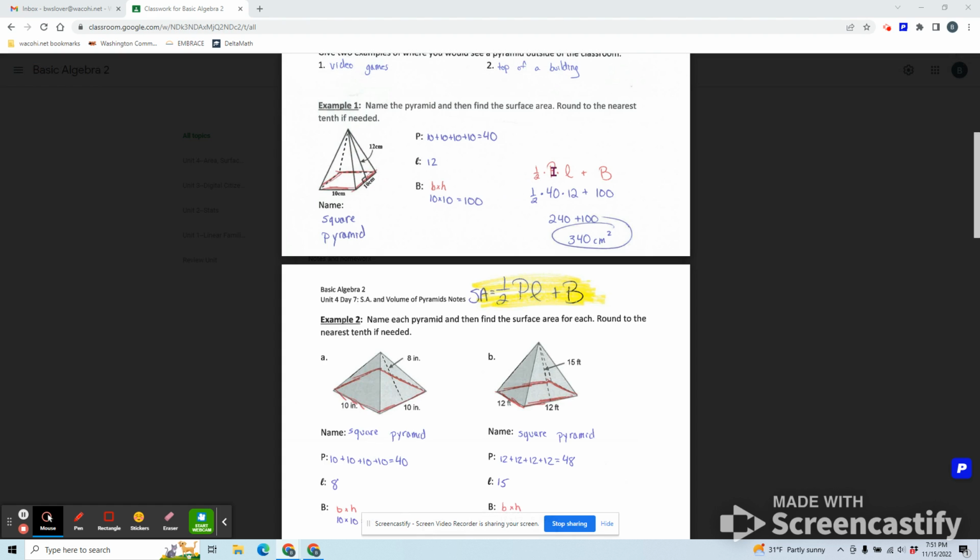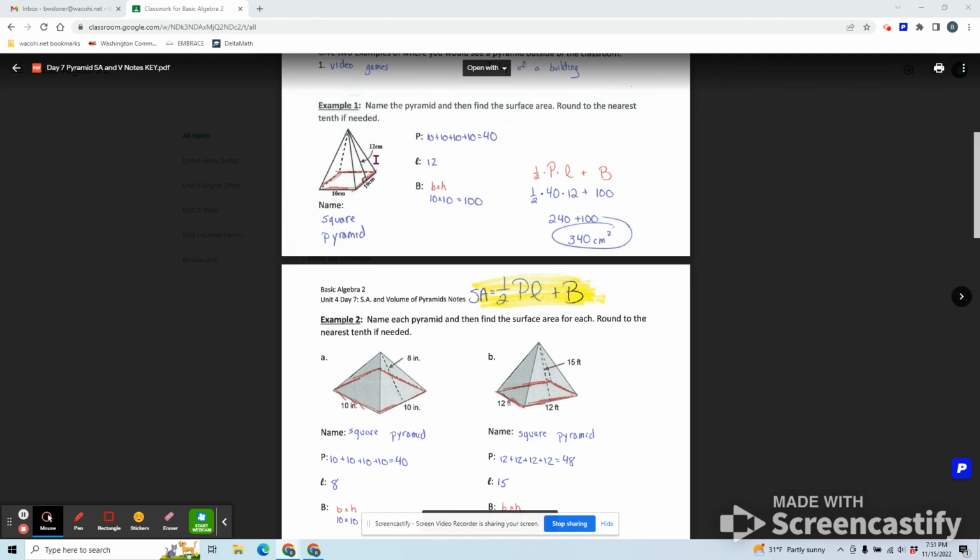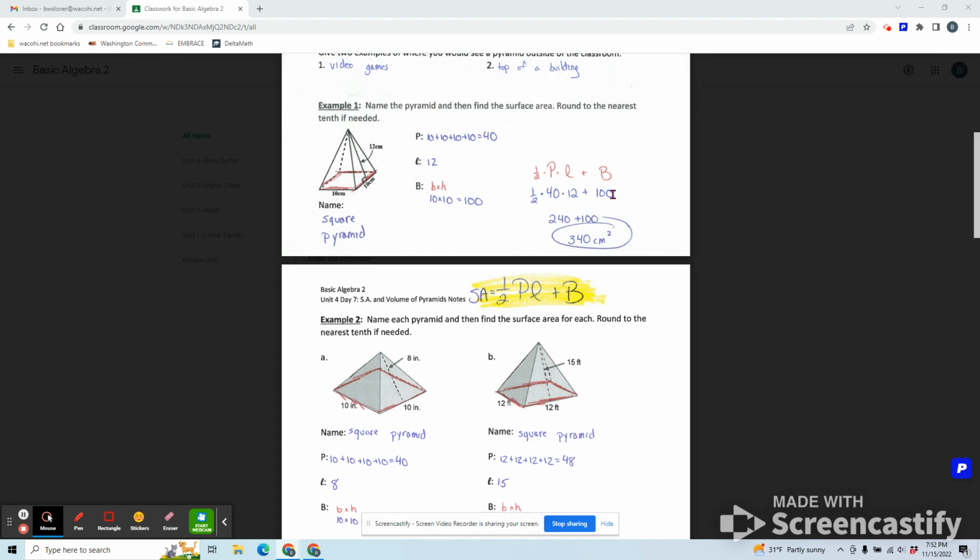So I plug everything in. My perimeter was 40. My L, which is my slant height, is 12. It tells me that. The area of the base is 100, because it's a square, I do 10 times 10, base times height, and I get 100. Plug it in, and I get 340 centimeters squared. We're still talking about surface area, so I still have something squared.